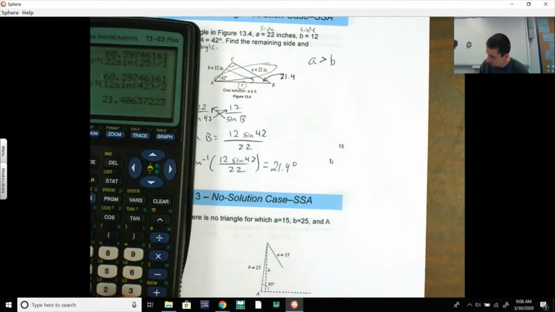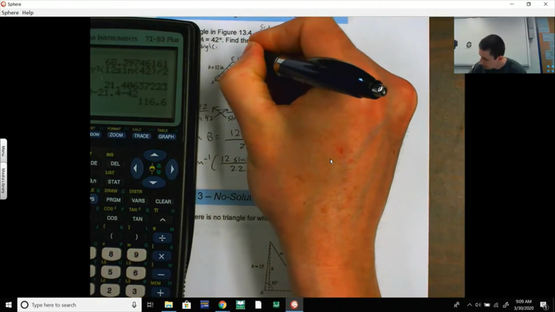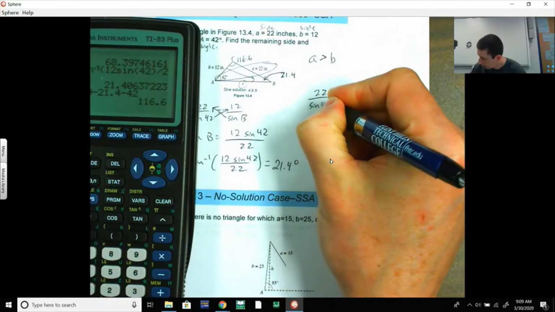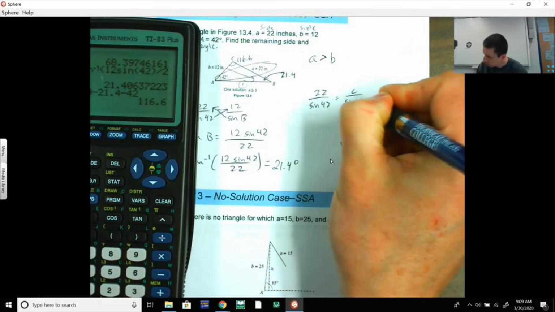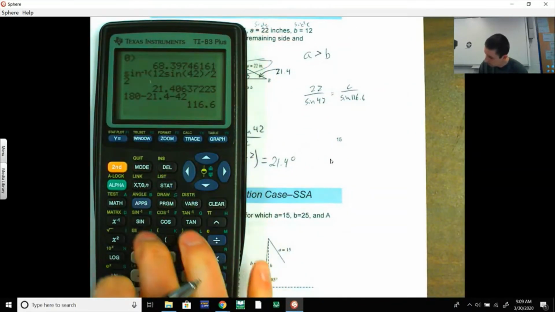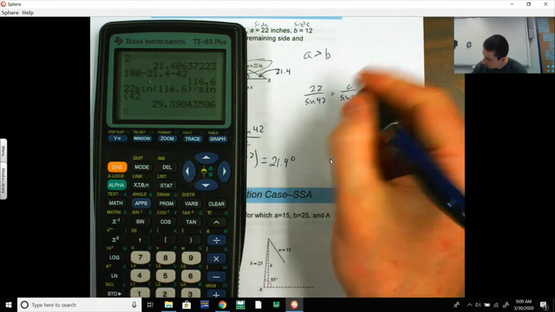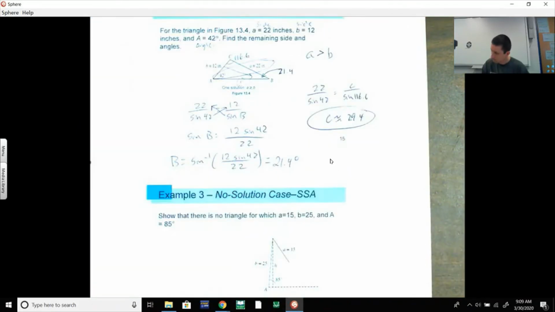So 180 minus 21.4 minus 42, that is 116.6. So it would be 22 over the sine of 42 has to equal C over the sine of 116.6. So C equals 22 sine 116.6 divided by the sine of 42. So C is about 29.4. Okay.